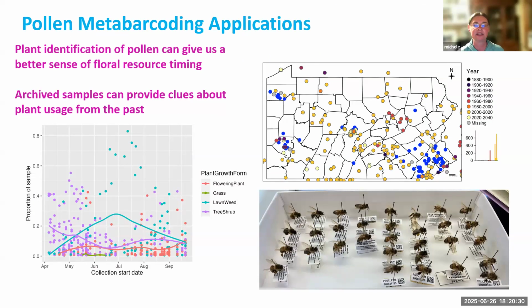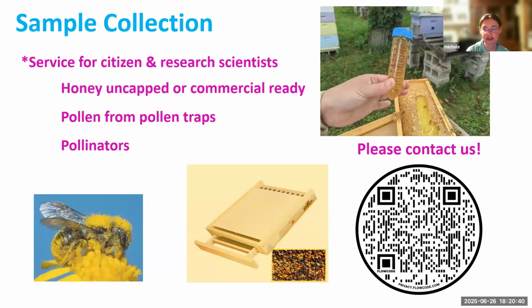Okay, all right. So now for the application more specific to you guys. Most of you are probably already aware of this, but the service is for citizens as well as research scientists. So anybody who's got an interest in what they have around their bees, their honey, their pollen, whatever. I will accept both uncapped and commercial ready samples. I'll get into why I occasionally prefer just the scraped uncapped samples.